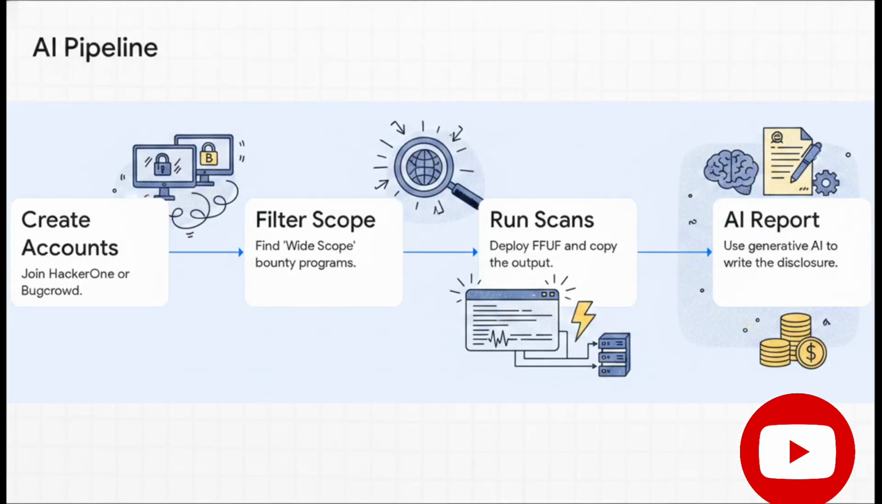So here's the beginner AI pipeline. First, you create your free HackerOne or BugCrowd accounts. Then you filter for wide-scope programs, which basically means any asset the company owns is fair game. You run your FFUF scans. When you find an exposed endpoint, you literally just copy the data output and paste it right into an AI prompt. You tell the AI you're an elite cybersecurity analyst participating in a legal bounty program, and you ask it to write a highly professional vulnerability report. Guys, the AI completely removes the traditional technical barrier to entry here. It writes the flawless report that those triage teams need to see in order to approve your cash payout.